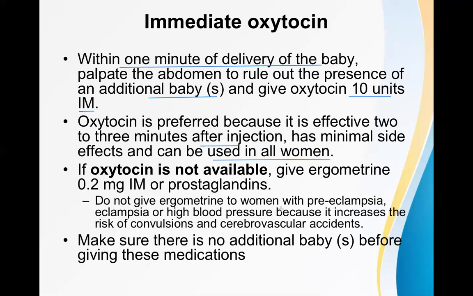Do not give ergometrine to women with preeclampsia, eclampsia, or high blood pressure, because it increases the risk of convulsion and cerebrovascular accident. It will lead to increased blood pressure. That's why it is contraindicated in those situations. Let me repeat again: make sure there is no additional baby, like a twin, triplet or quadruplet, before giving this medicine. Otherwise, there is severe danger in the delivery of those additional babies.